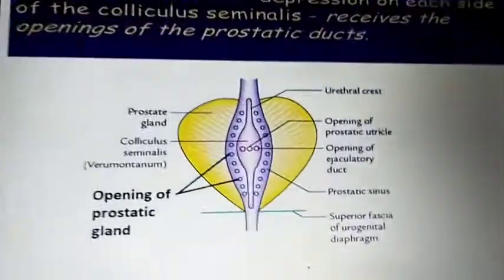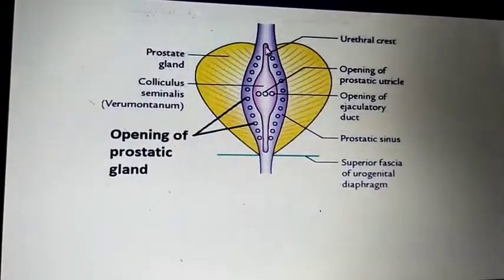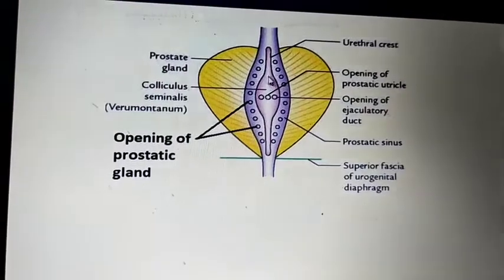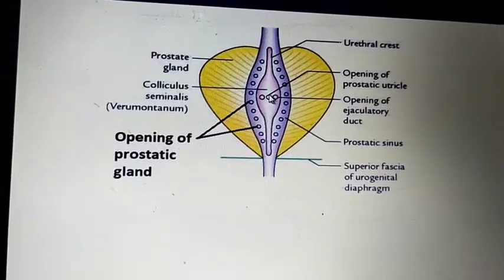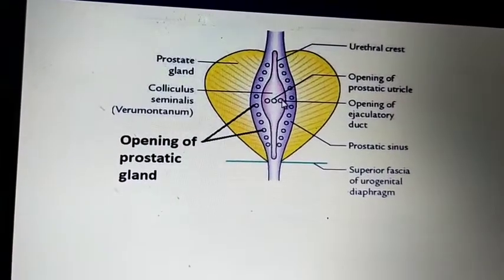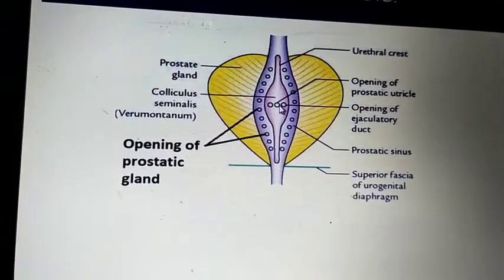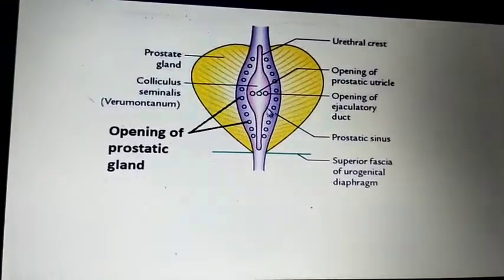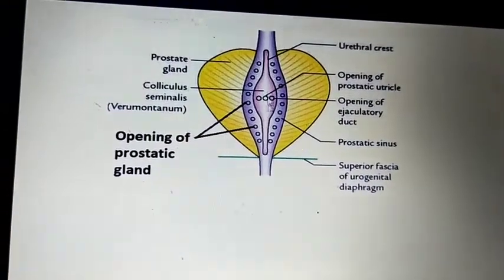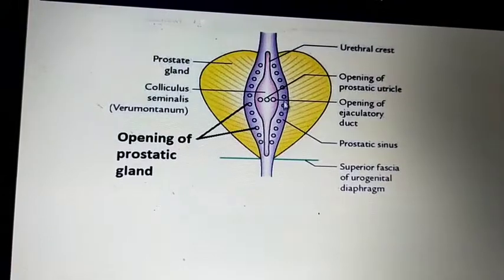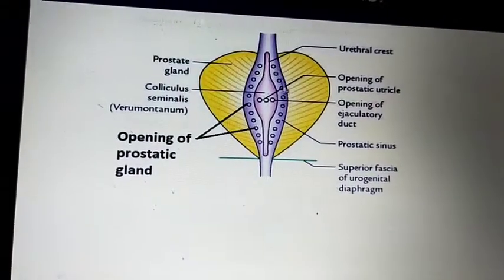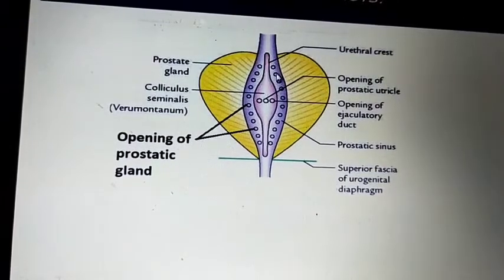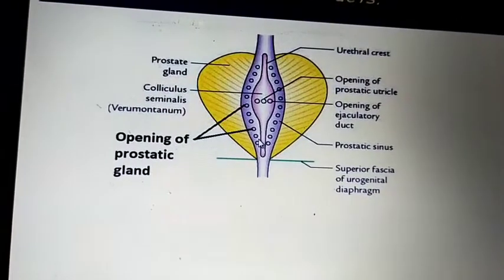You can see here this is the urethral crest, and this dilated or bigger part is the verumontanum. At its center is the prostatic utricle, and these are the two openings for the ejaculatory ducts. Just peripheral to the urethral crest there are multiple openings for the prostatic sinuses, which open by the prostatic ducts or prostatic glands.